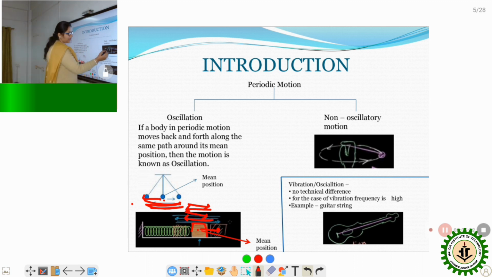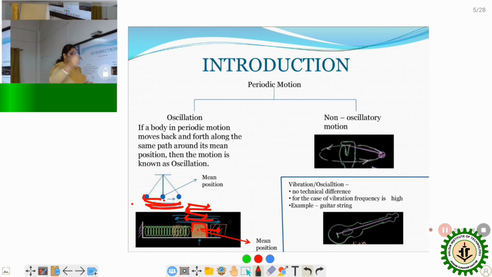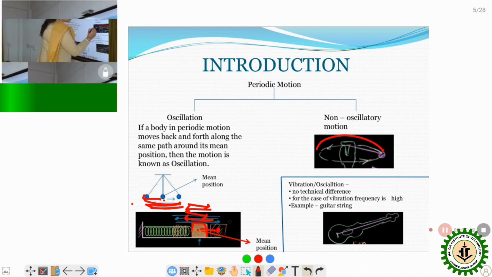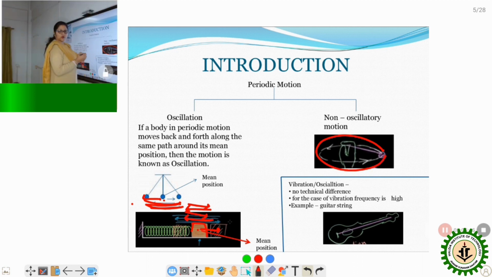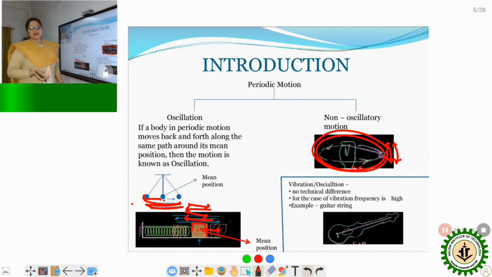If you tie a stone with a rope and rotate it like this, you can see it will take a full motion, and again it will take a full motion. Though it is periodic, the motion is not a back and forth around an equilibrium position. First of all, there is no fixed equilibrium position. It is periodic in nature, but not a back and forth motion. So that is called non-oscillatory motion.